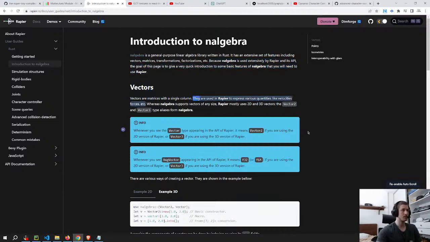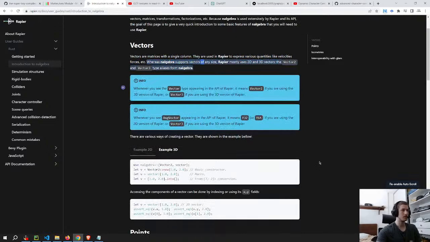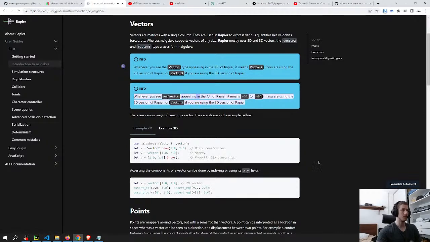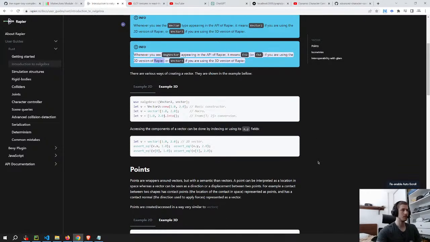Vectors. Vectors are matrices with a single column. They are used in Rapier to express various quantities like velocities, forces, etc. Whereas nalgebra supports vectors of any size, Rapier mostly uses 2D and 3D vectors, the Vector2 and Vector3 type aliases from nalgebra. Whenever you see the Vector type appearing in the API of Rapier, it means Vector2 if you're using the 2D version of Rapier, or Vector3 if you're using the 3D version of Rapier.